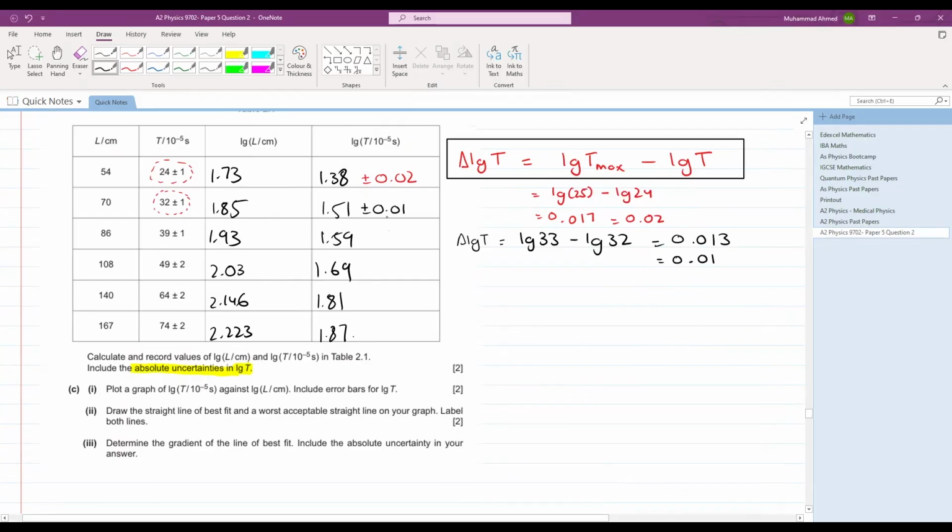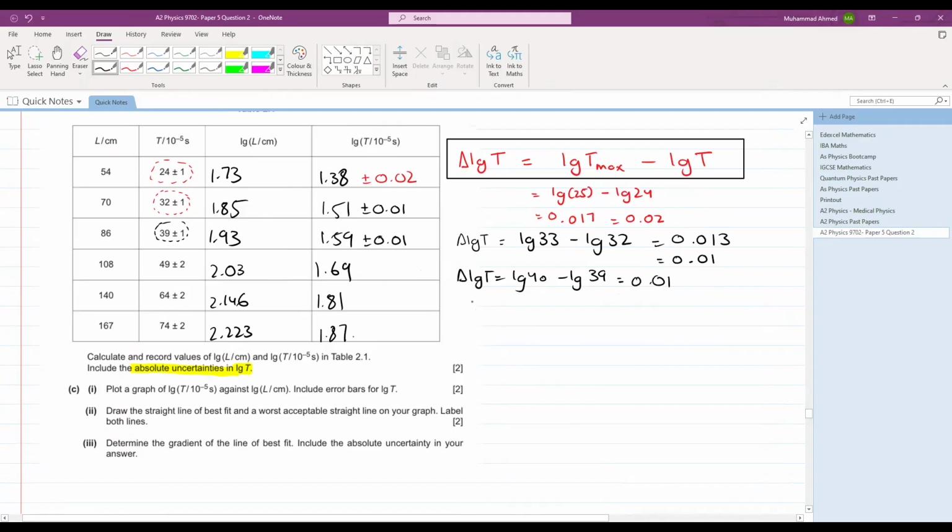Perfect. Let's do it for the third row. Absolute uncertainty in lg T is equal to lg of the maximum value minus lg of the original value. What will be the maximum value for the third row? 39 plus 1, that will be 40. lg 40 minus lg 39, what will your answer come out to be? Your answer comes out to be 0.01. You don't need to round it off to one significant figure.